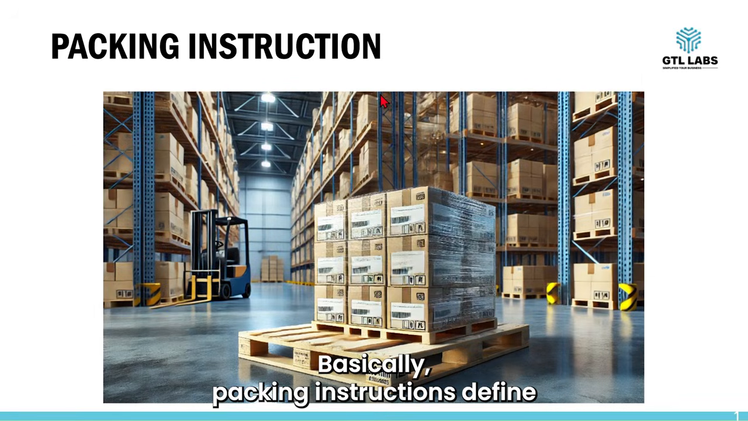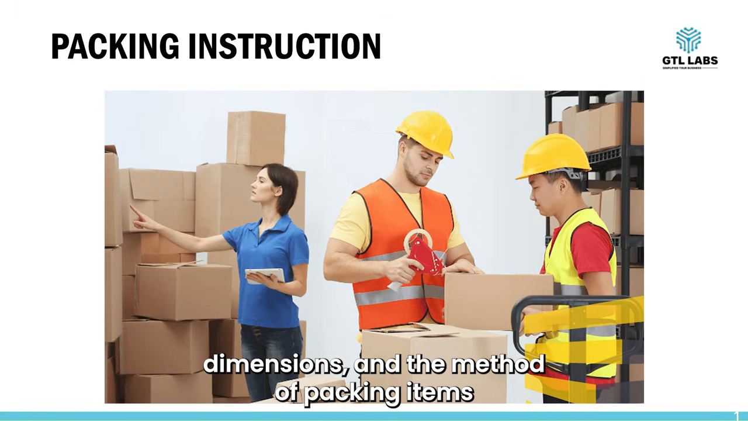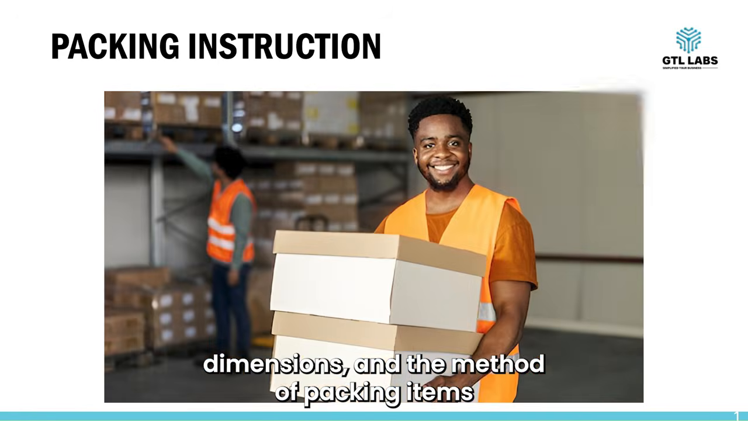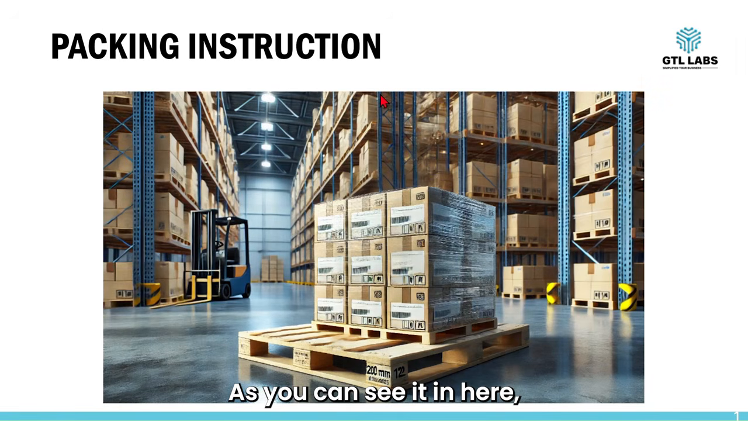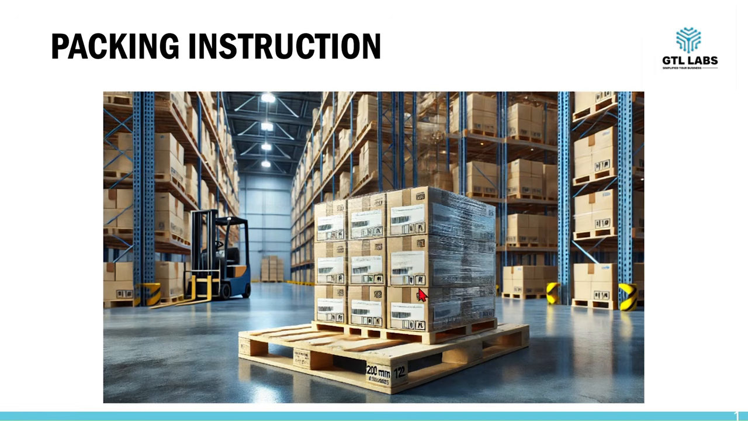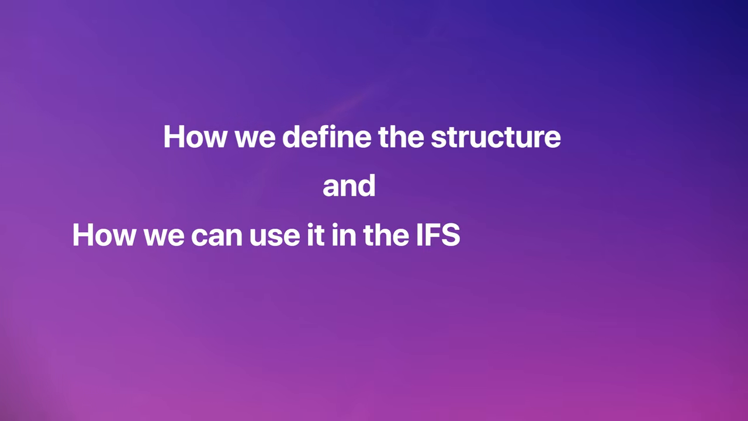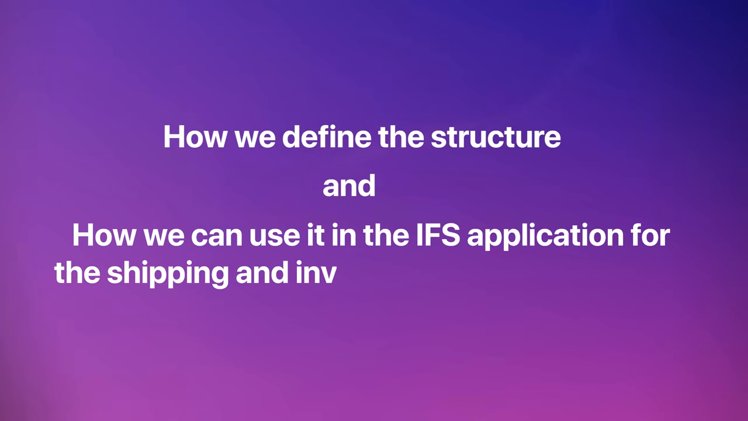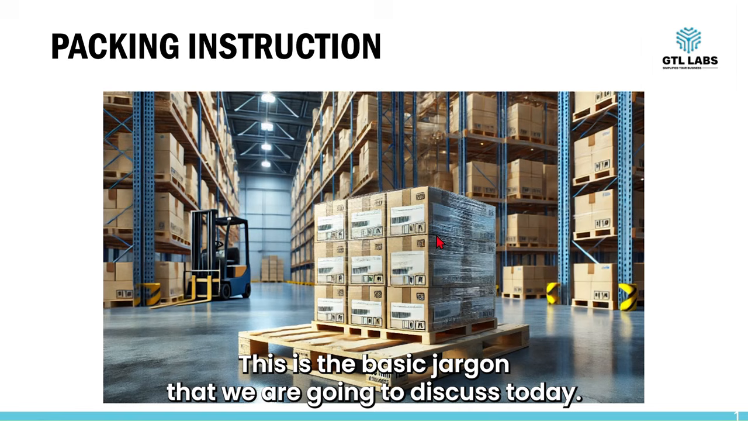Basically, packing instructions define how items are packed, including packing materials, dimensions and the method of packing items for shipping and handling purposes. As you can see here, this particular pallet consists of 18 boxes. In one box, there can be a number of items. So how we define this structure and how we can use it in the IFS application for shipping and inventory handling purposes is the basic jargon that we are going to discuss today.